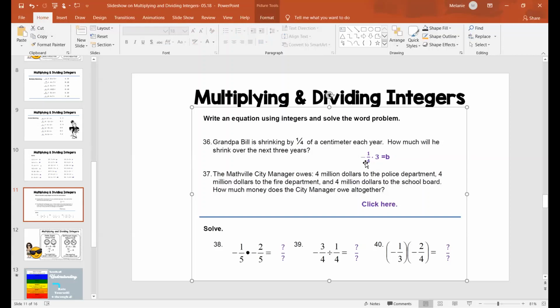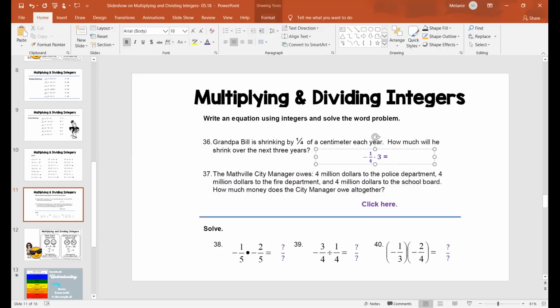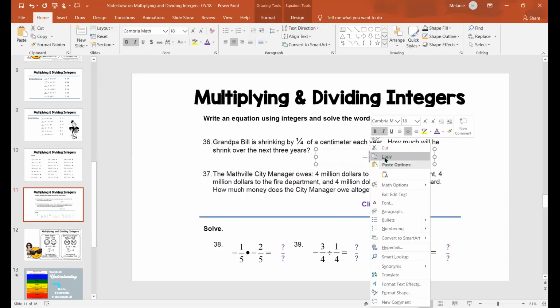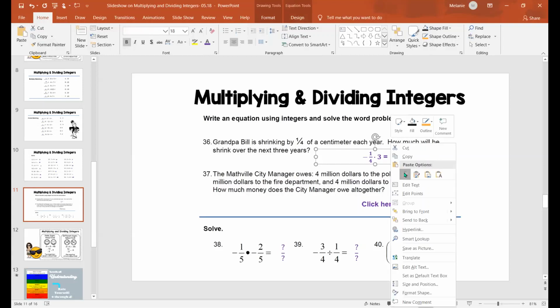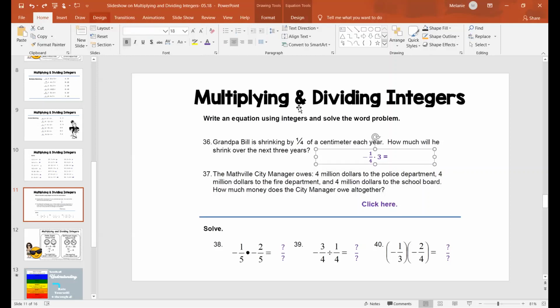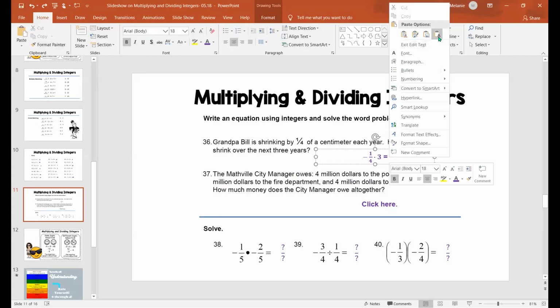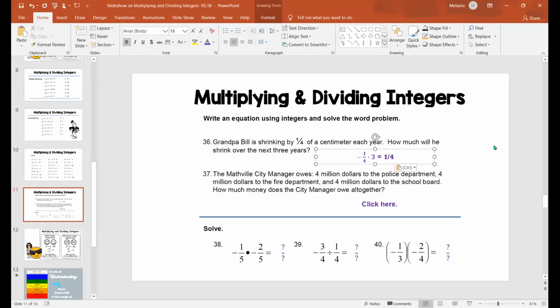Remember when we learned about real world integers and those words like debt, withdrawal, all that stuff? Well, shrinking would be negative. Okay, so what would this answer be? Well, the answer would be, and I'm going to copy and paste here because I need another fraction. You're seeing all my secrets here when I make things. All right, so copy, paste. Okay, whatever. We'll use that kind of fraction, which is definitely okay.